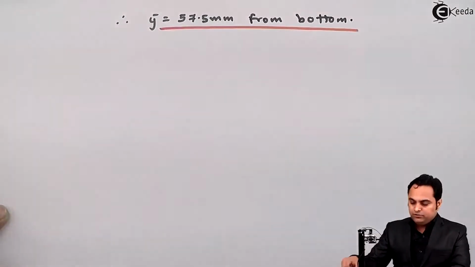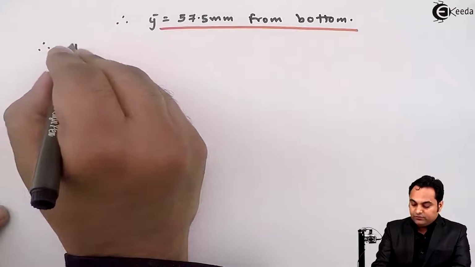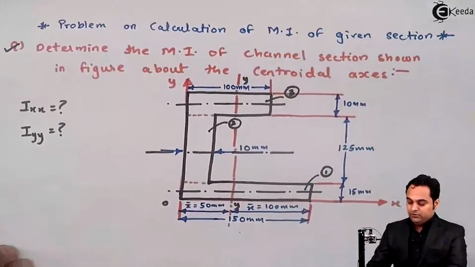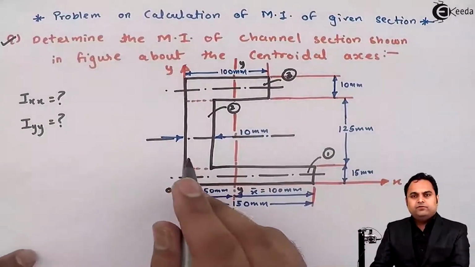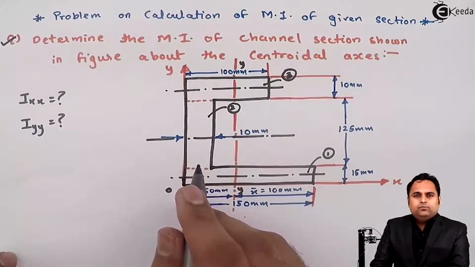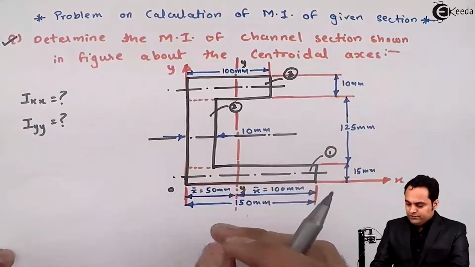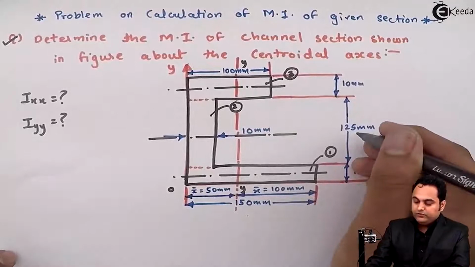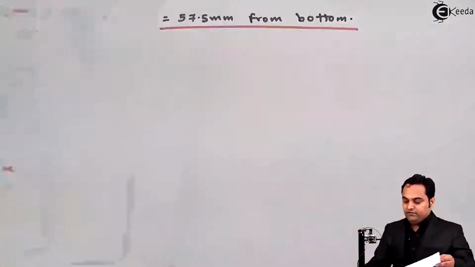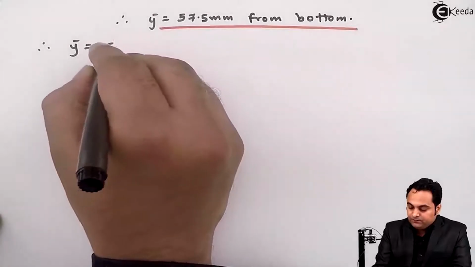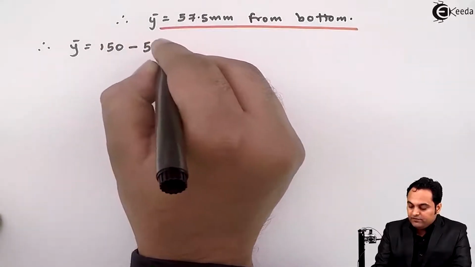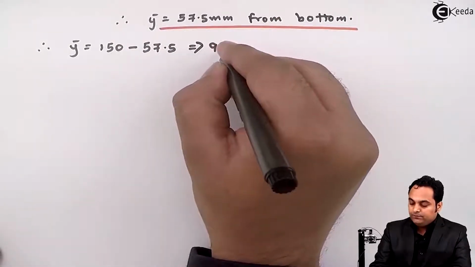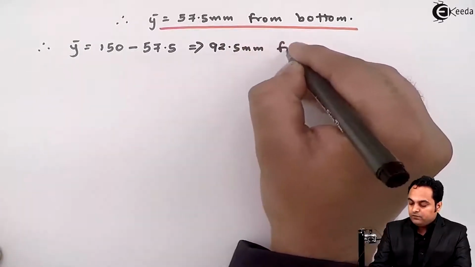Now, since we had taken all the references from bottom, we have got y bar from bottom, that is 57.5. If we want y bar from top, and that is required in the calculation of moment of inertia, we need to have y bar from top as well. So what we will do, add these values, 15 plus 125, that is 140, plus 10, 150. From 150 I am going to subtract the value from bottom, that is 57.5. So here I get y bar as 92.5 mm from top.